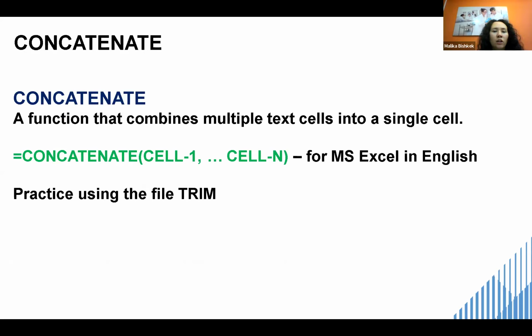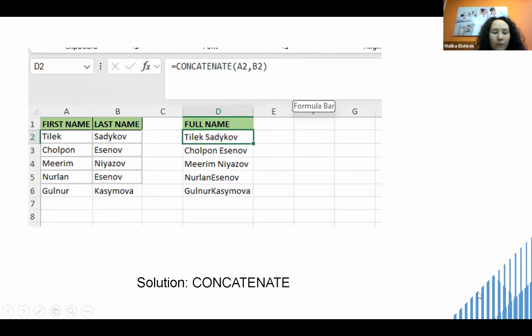function, a function that combines multiple text cells into a single cell. For example, you have first name and second name in separate cells, and you want the first and second name to be in one cell. So you can use the concatenate function and choose the cells that you need. You can use trim file to do it. And for example, I will just show you. You can practice at home.